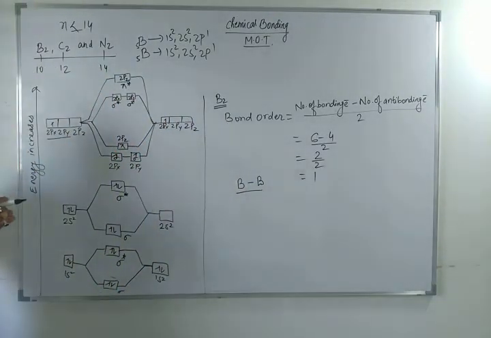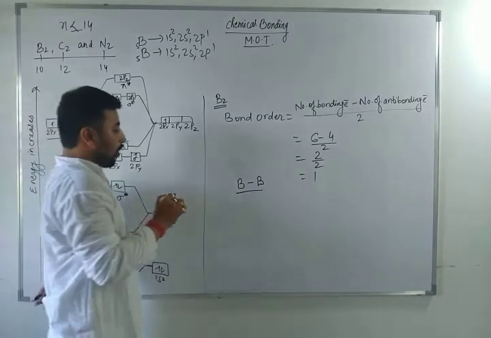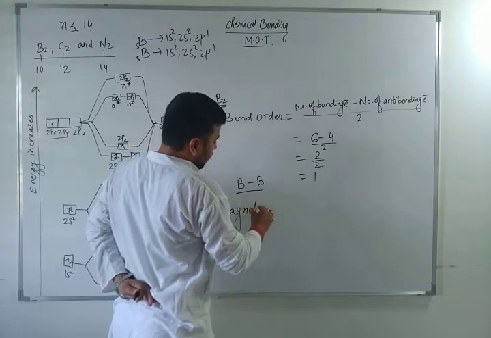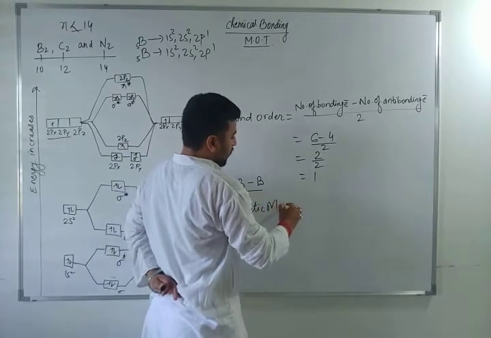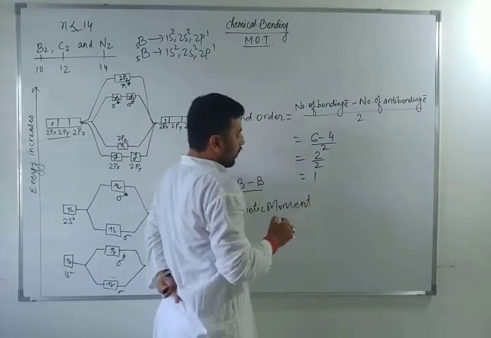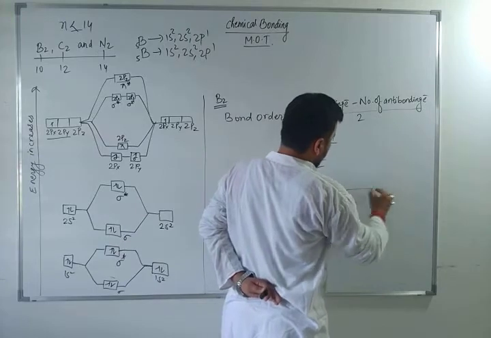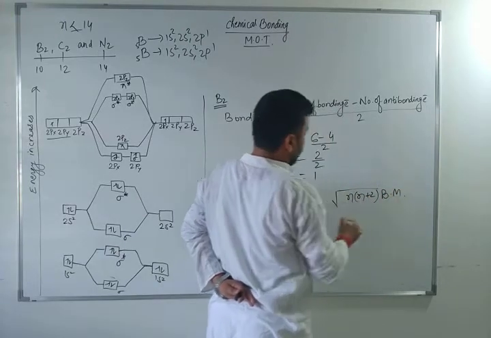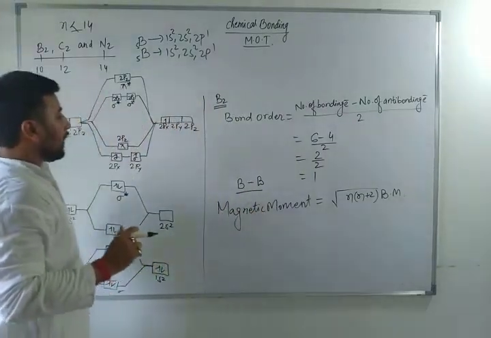Similarly, they will ask you about the magnetic properties, the magnetic nature. So for the magnetic moment, whether it is paramagnetic or diamagnetic, it is the square root of n into n plus 2 BM, where n is equal to the number of unpaired electrons.